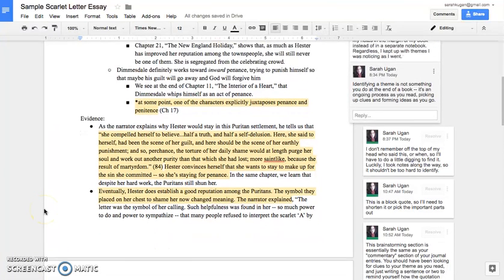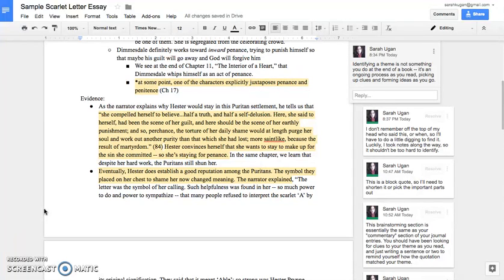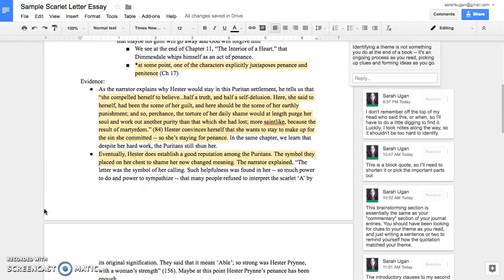After I brainstormed some of the main scenes I wanted to look at, I began to gather my evidence, so I collected quotes. As you can see, what I basically did in this evidence section was I wrote my quote paragraphs, just like you guys did. I gave a little contextual summary, so you can see in my first bullet point, as the narrator explains why Hester would stay in this Puritan settlement, he tells us that she compelled herself to believe half a truth and half a self-delusion, and the quote goes on.